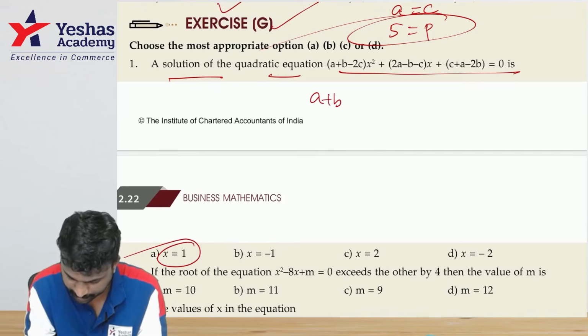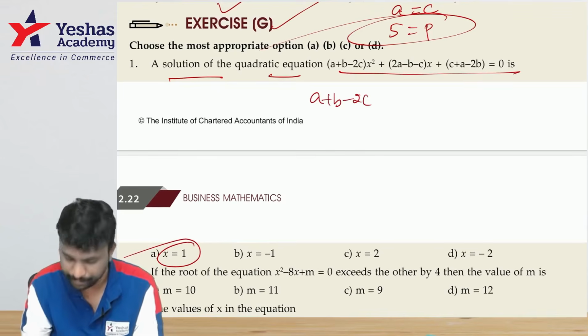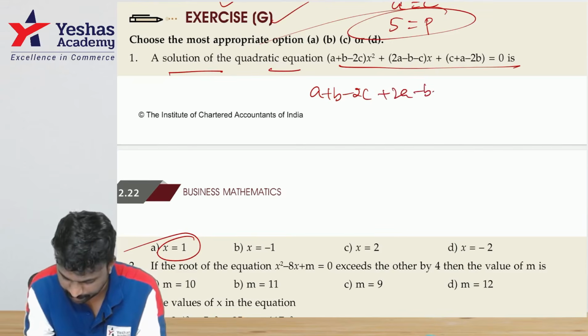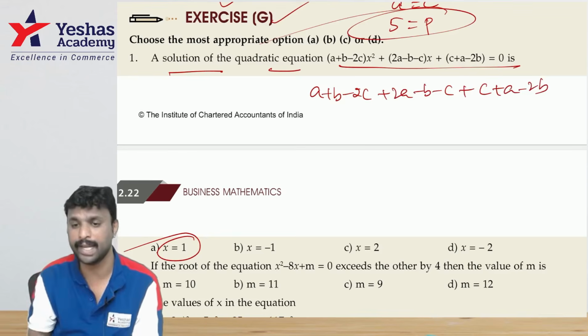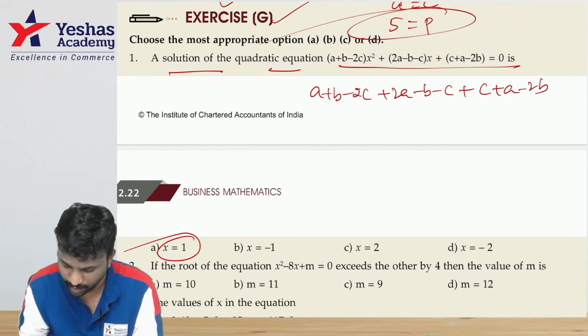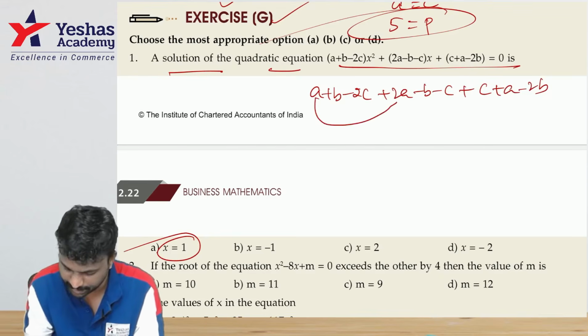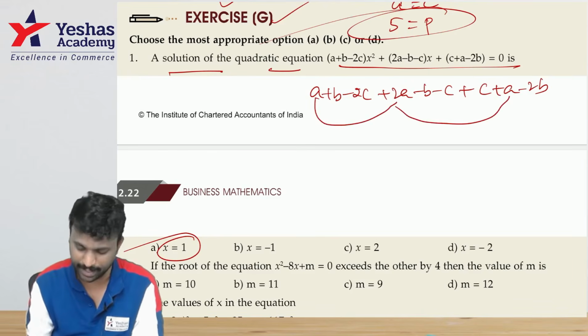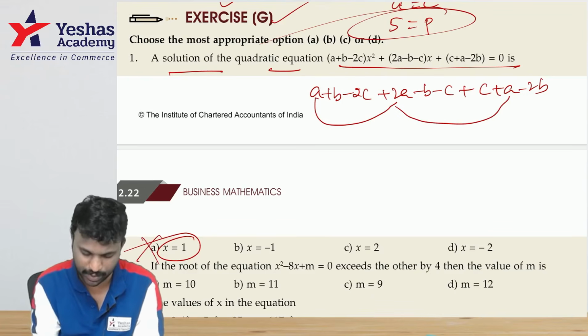A plus b minus 2c into 1 is 1 only. A plus b minus 2c only, plus 2a minus b minus c, plus c plus a minus 2b. Will they get cancelled and will you get 0? Guys, a plus 2a is 3a, 3a plus a is 4a. So 4a is not getting cancelled, right? So definitely it's not option A.